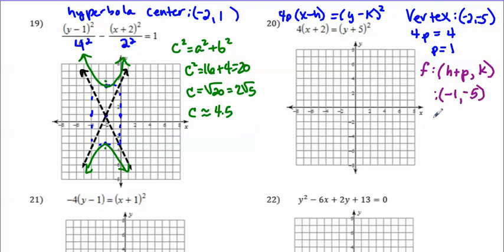For the directrix, it's going to be x equals h minus p. So in this case, the h is -2 minus 1, so I get x equals -3. Okay, so let's graph. I'm going to start by graphing the vertex at -2, -5. And then I'm going to graph the directrix at x equals -3.